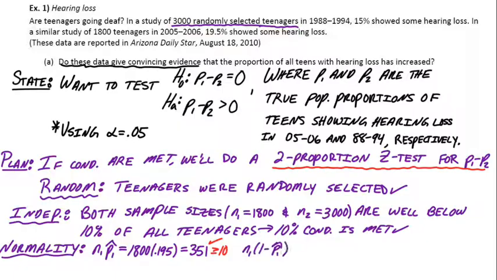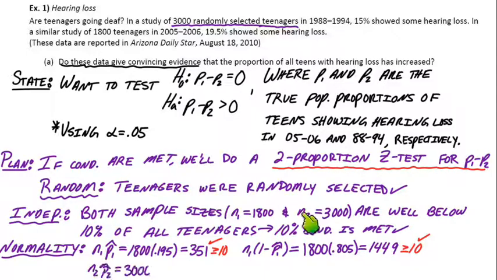And then let's do n1, 1 minus p hat 1. So 1,800 times, how did I get 0.805? We'll just do 1 minus 0.195, right? So the remaining number of teenagers from that group would be 1,449, which is also at least 10. So check mark there. So sample 1 is all good.